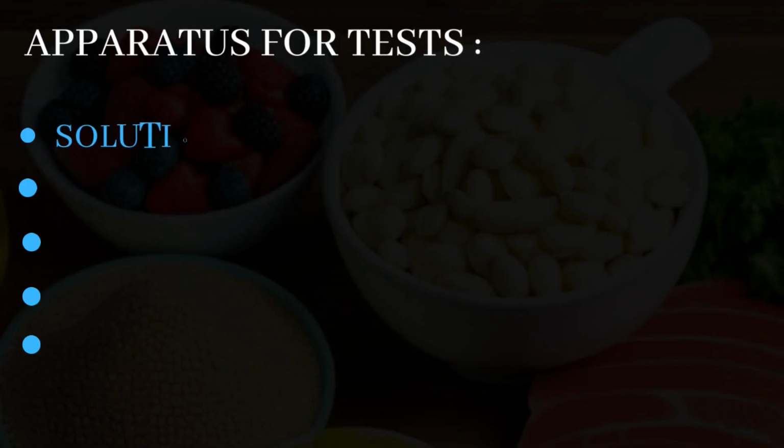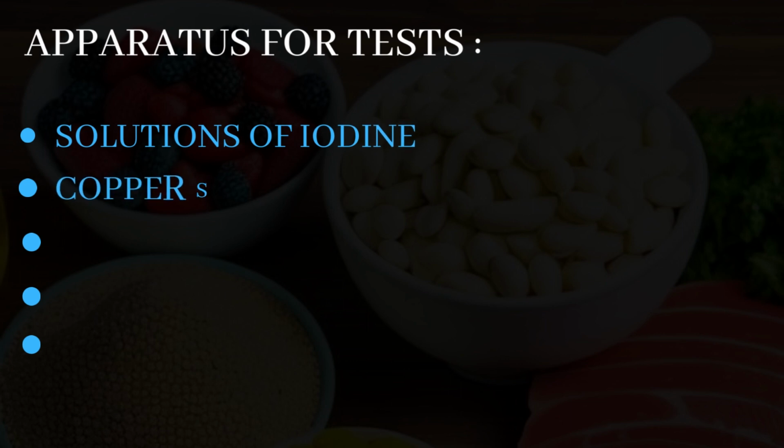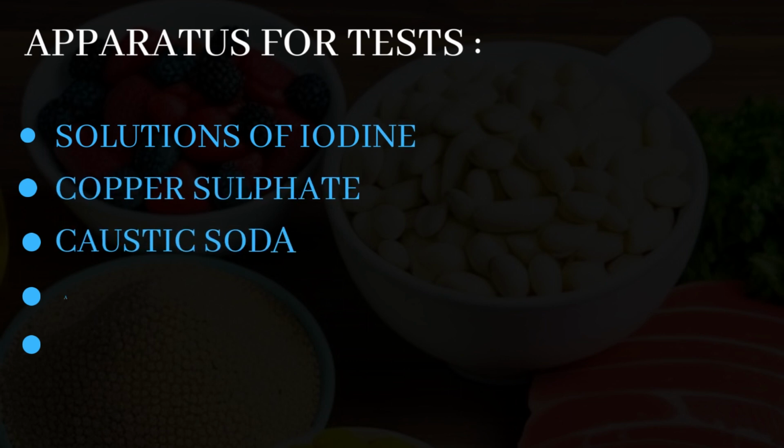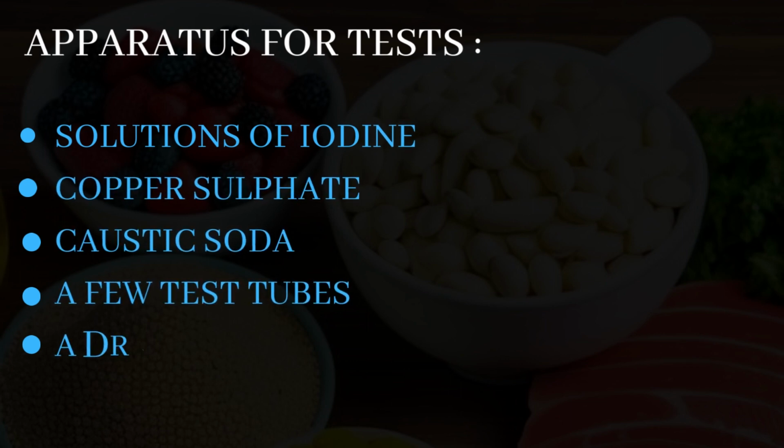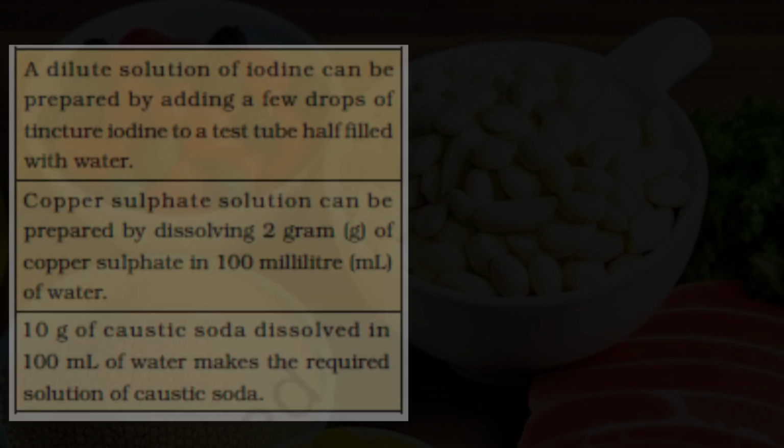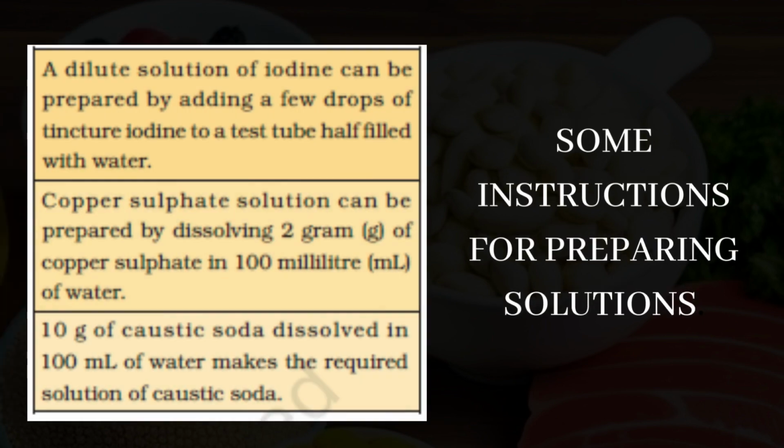We can test whether cooked food or a raw ingredient contains one or more of these nutrients using simple methods. The tests can be done and observations can be recorded in Table 1.2 of the textbook. To conduct the tests, we need solutions of iodine, copper sulfate, and caustic soda, as well as a few test tubes and a dropper. You can try these tests on both cooked food items and raw materials and record your observations in Table 1.2. Some instructions for preparing solutions.